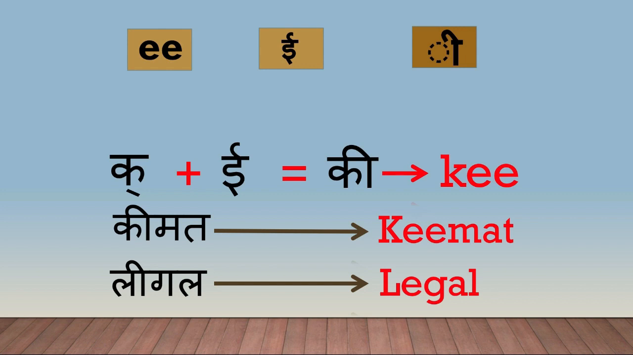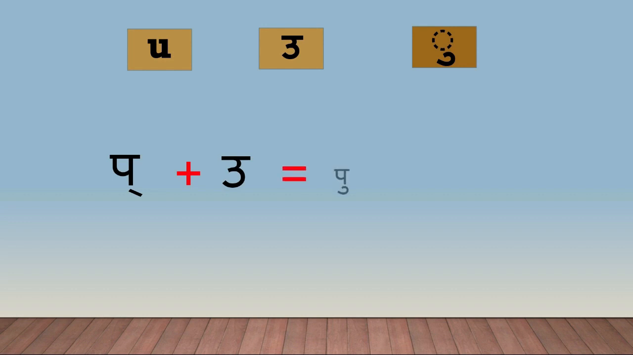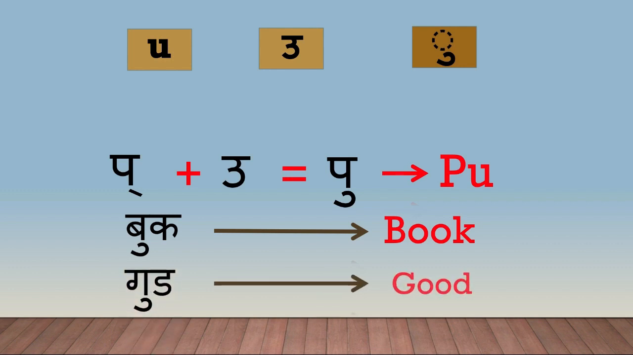Next sound is short U with the sign of U ki matra. Pa plus U. It gives a sound of pu. In English, it's P-U, pu. As a word we pronounce as book. In English, it's B-double-O-K, book. Next is good. In English, it's G-double-O-D, good.